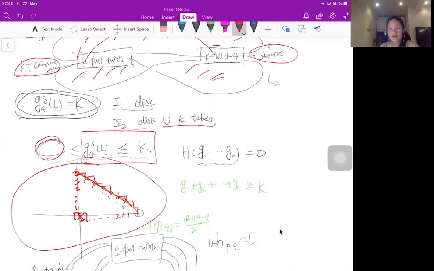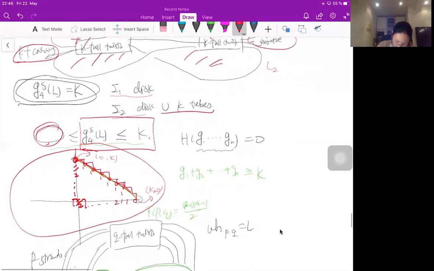Since the genus is always non-negative, we only care about the H function in the first quadrant. You see here the H function takes values 0, then 1, 1, 2, and then a 0 at the ceiling of K over 2. The coordinate for the first 0 is (0, K), and it's the same for this horizontal direction, where the coordinate is (K, 0). Along this diagonal, I use another color, above this diagonal the H function is always 0, and below it the H function is always non-zero.